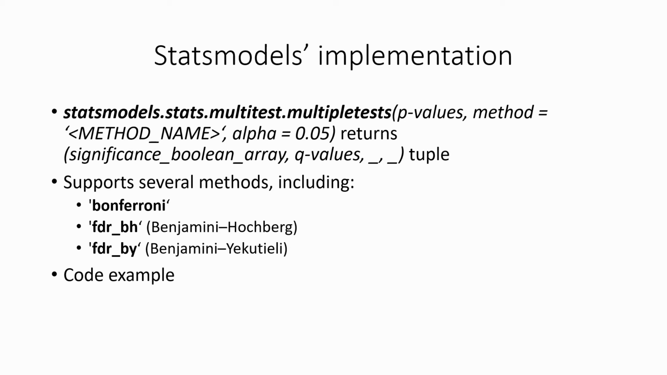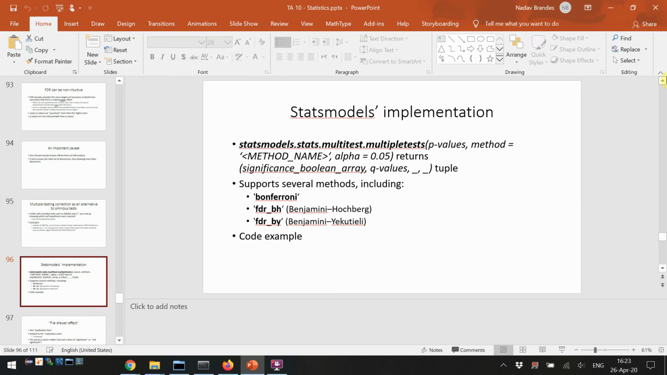And the method, you just give it the method name. So actually, it supports several different methods, including things we didn't really discuss. For our purposes, we have the 3 different options that we saw. So you could put Bonferroni if you want the Bonferroni correction, or FDR-BH if you want the Benjamini-Hochberg version of the FDR, or FDR-BY if you want the Benjamini-Yekutieli. And that's it. Okay, so let's see code examples of how it works.